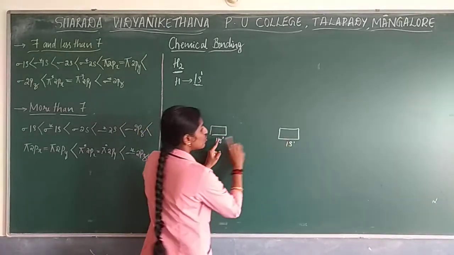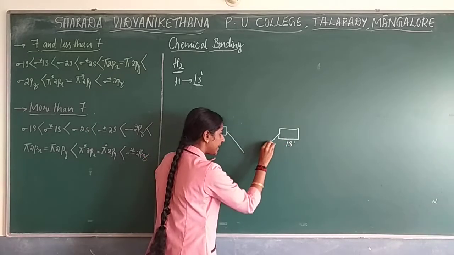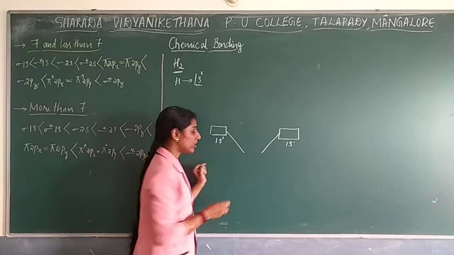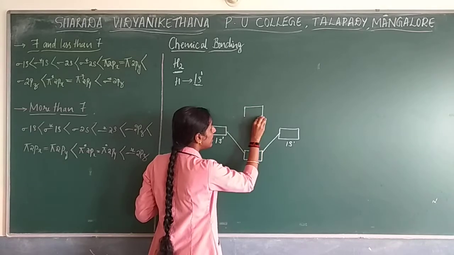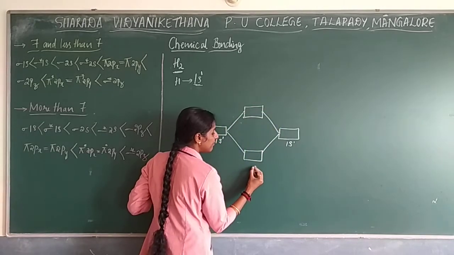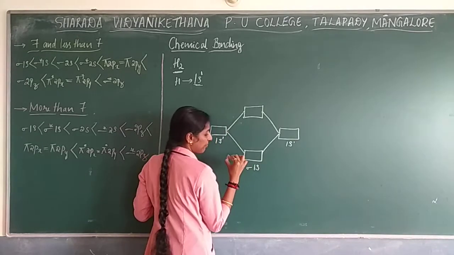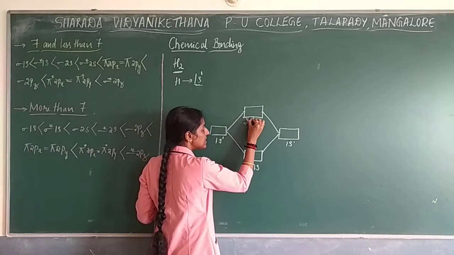When these two hydrogen atomic orbitals combine, you get molecular orbitals. One will be a bonding molecular orbital and the other an anti-bonding molecular orbital. The bonding molecular orbital is represented as sigma 1s, and the anti-bonding molecular orbital is represented as sigma star 1s.